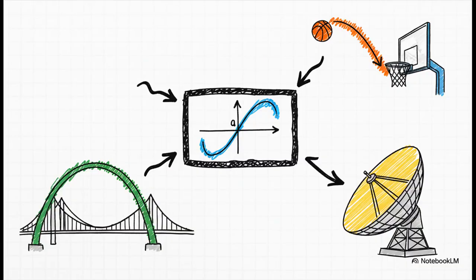So why does all this matter? Well, because with this simple toolkit, you can take a basic function like a parabola, and you can transform it to perfectly model the path of a basketball, or the shape of a bridge, or even the signal from a radio telescope. This is the language that we use to describe the world around us.